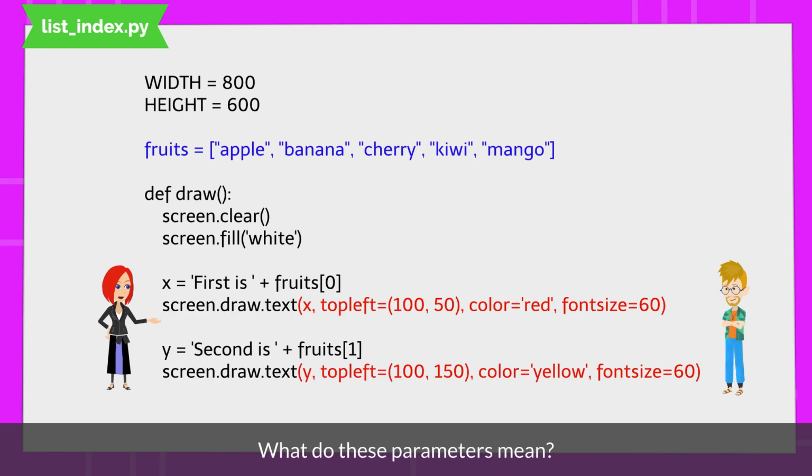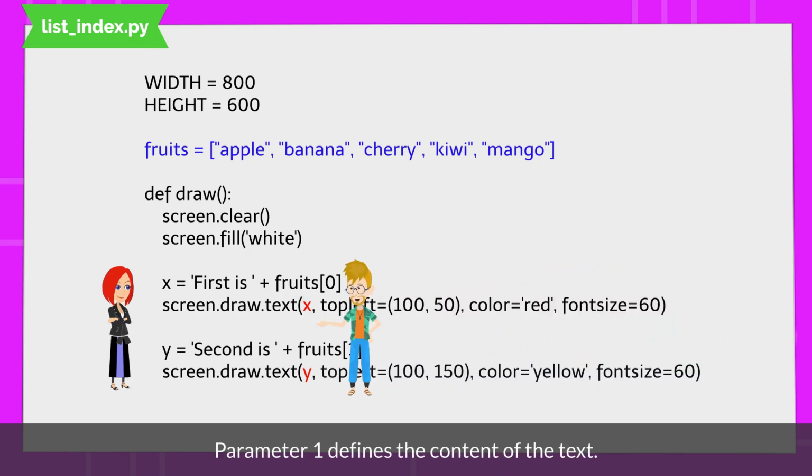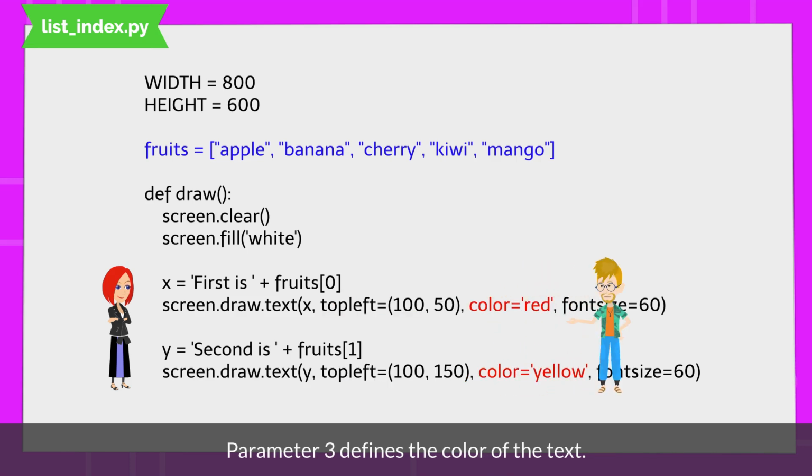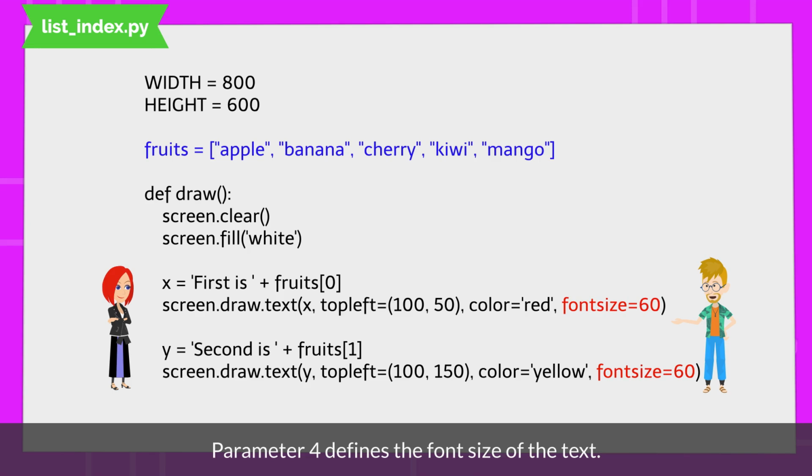What do these parameters mean? Parameter 1 defines the content of the text. Parameter 2 defines the position of the text. Parameter 3 defines the color of the text. Parameter 4 defines the font size of the text.